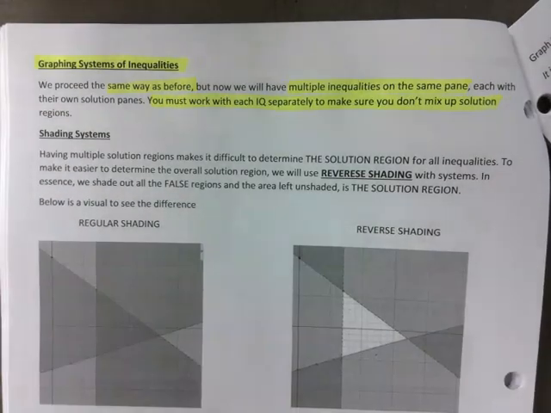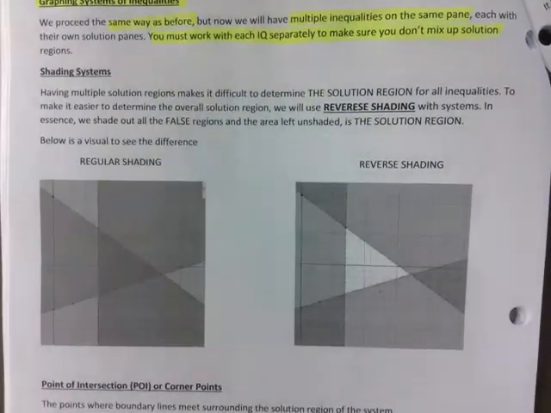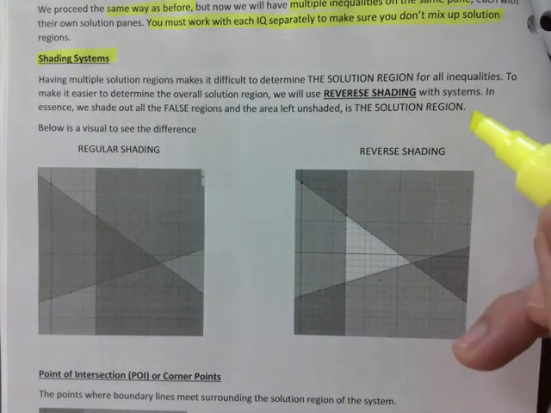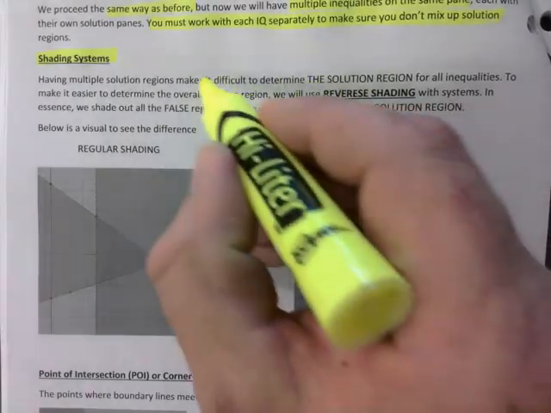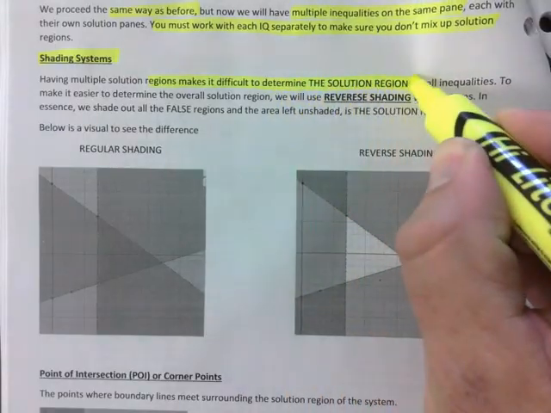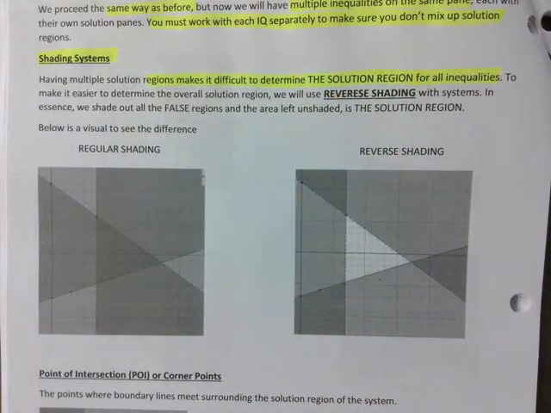So shading systems. Here it is. This is where reverse shading really comes in. I use computer software to do this. Okay? It makes it difficult to determine the solution region for all inequalities.